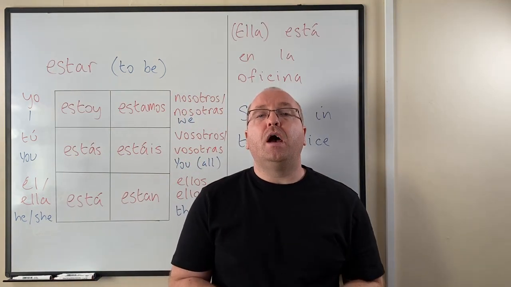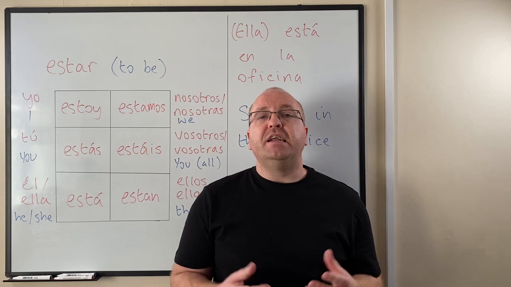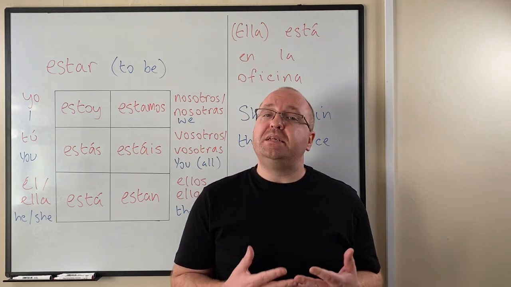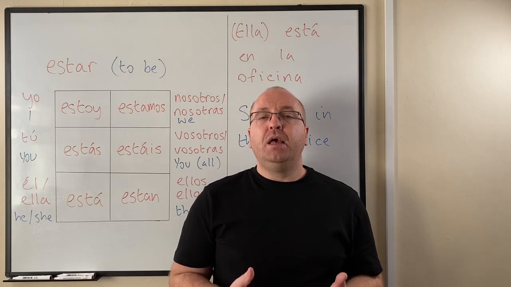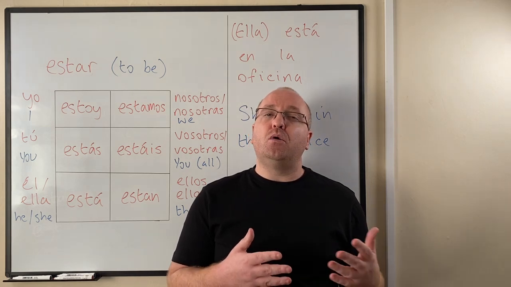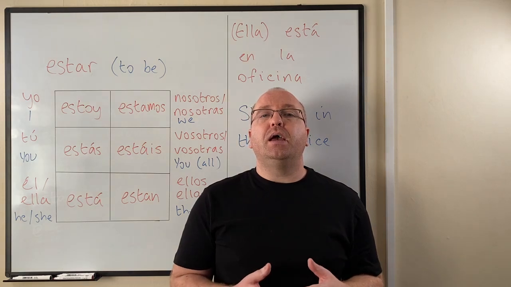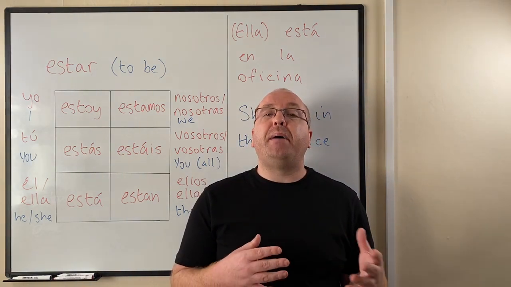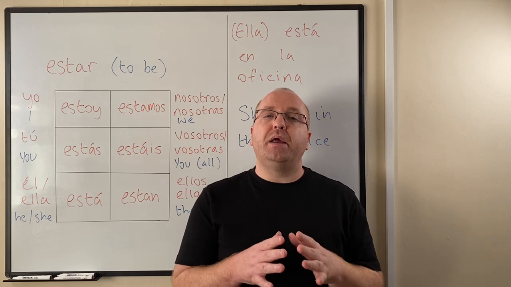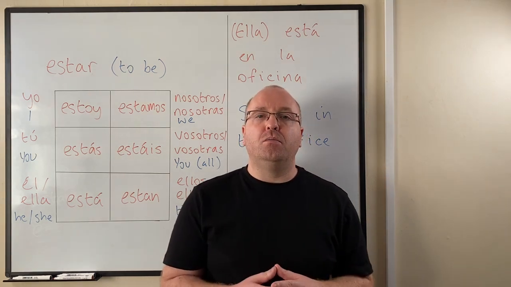Okay, now we're going to look at another verb, and that verb is estar. And estar in Spanish also means to be. There are two verbs for to be in Spanish. Now this one is used to tell people how you're feeling or where you're located, okay? The other one, the ser, is used for characteristics about a person, but this one is used to explain where you are or how you feel. So let's look at the conjugated forms.